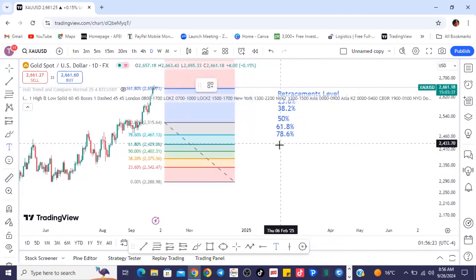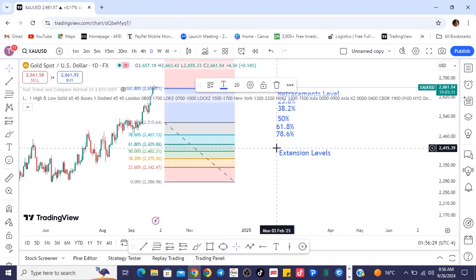The next thing that you need to understand is the extension levels. These are used to predict where the price might go after the retracement or a breakout. Extension levels are the levels that we use in terms of take profit. We have 61.8%, which becomes an extension level, 100%, 127.2%, 161.8%, and also 261.8%. So these are extension levels.